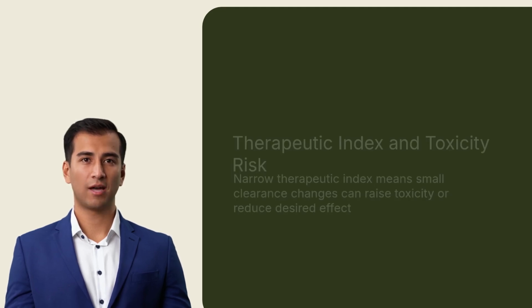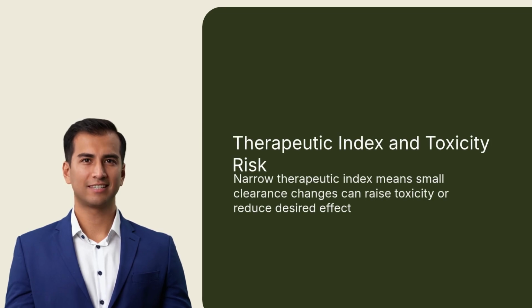The therapeutic index compares the exposure causing toxicity with the exposure producing the desired effect. A narrow therapeutic index means small changes in clearance can matter greatly. On-target toxicity is usually predictable and dose-related, while off-target toxicity arises from a different molecular target and may be unexpected.